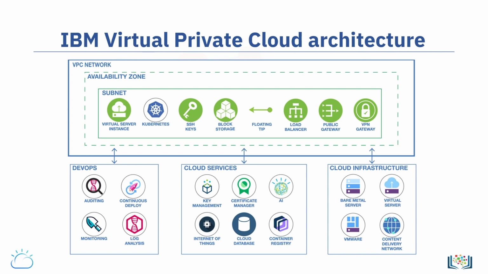We can see the VPC network, which is deployed in a specific zone within a region, where storage, virtual server instances, gateways, and load balancers are also hosted. The VPC network has access to many cloud services such as AI, databases, IoT, and container registry. The network also has access to DevOps services, including monitoring, log analysis, and continuous delivery.